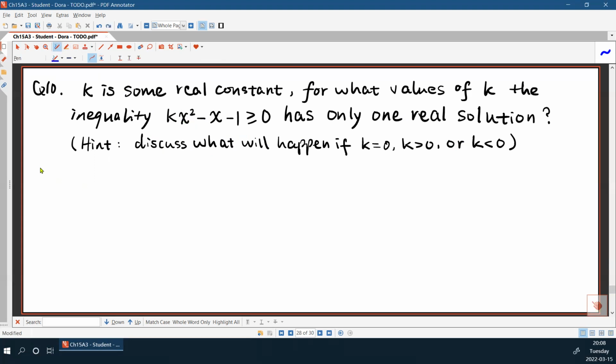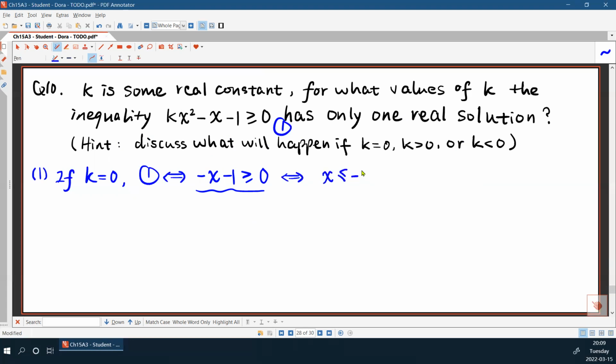First of all, let's say if k is 0, what will happen? Let's say this is number 1. 1 is equivalent to negative x minus 1 greater than or equal to 0, right? And how many solutions are there to this inequality? Can you tell me? How many solutions are there? Infinite. There will be an infinite number of solutions, right?